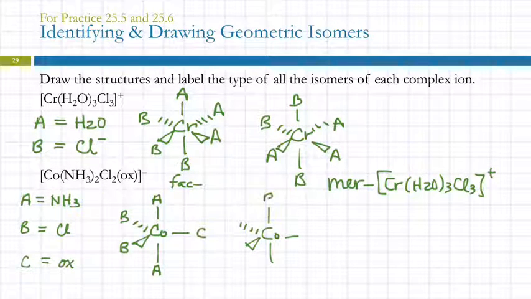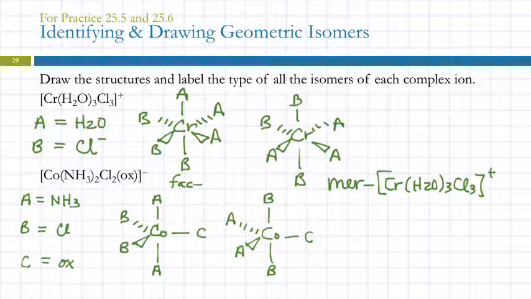What if we put the chlorides opposite each other? Is that different? Yeah, it is. Here, I'm just going to call them by the letters. The A's are opposite each other. They have a 180-degree angle. Here, the A's have a 120-degree angle, and the B's have a 180. So they're in different positions.